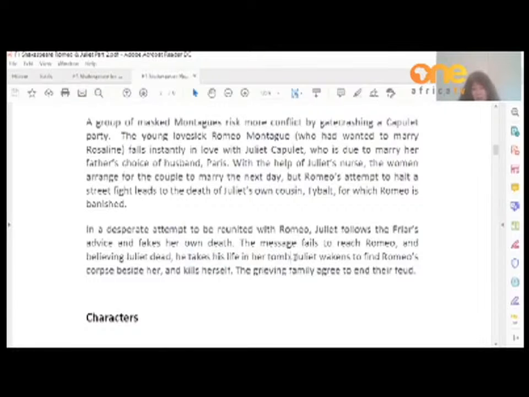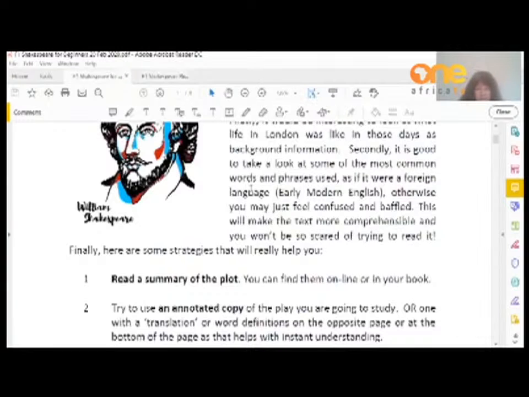And then Juliet wakens from a drug she's taken to find Romeo's corpse beside her. So she's also stricken with grief, and she kills herself. Oh my goodness, so much drama. And that's when the families agreed to end their feud. Like, my goodness, couldn't you have done it before your children killed themselves?